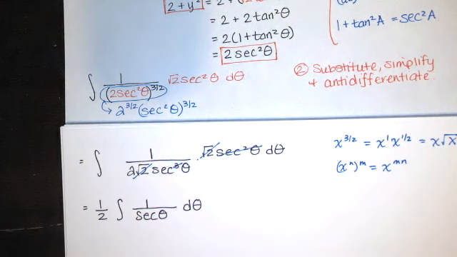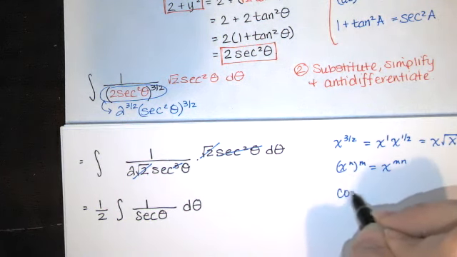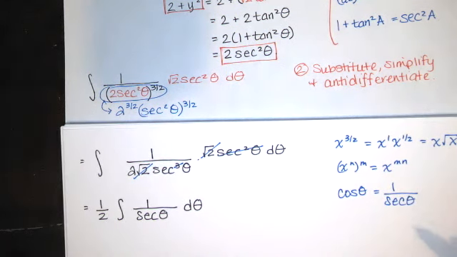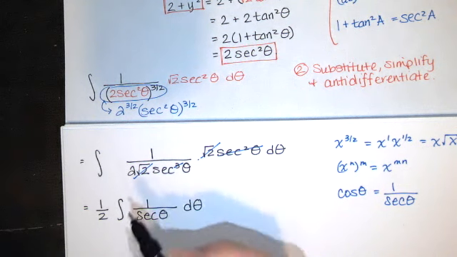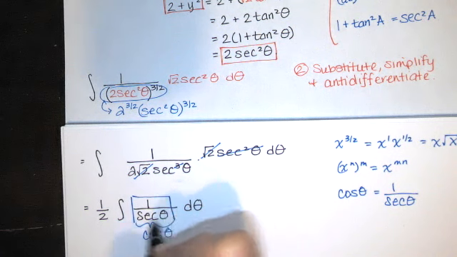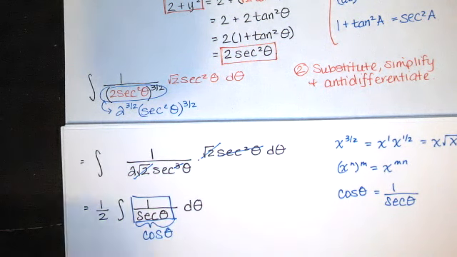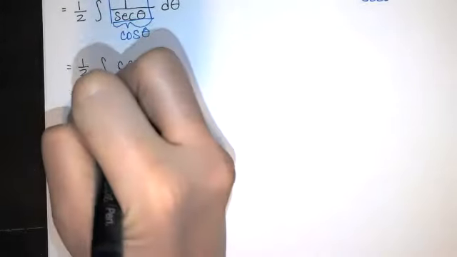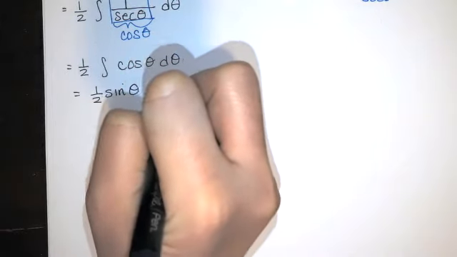Now at this point, you might think you don't have a rule for that, but remember from trig, cosine of theta is actually 1 over secant of theta. And we've got a rule for cosine of theta. So we've got one of our reciprocal identities, which tells us that this entire expression is the same as cosine. So we have the antiderivative of cosine of theta with respect to theta, which we all remember is sine of theta plus c.